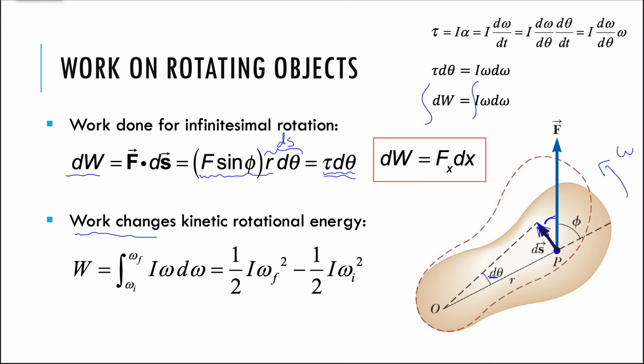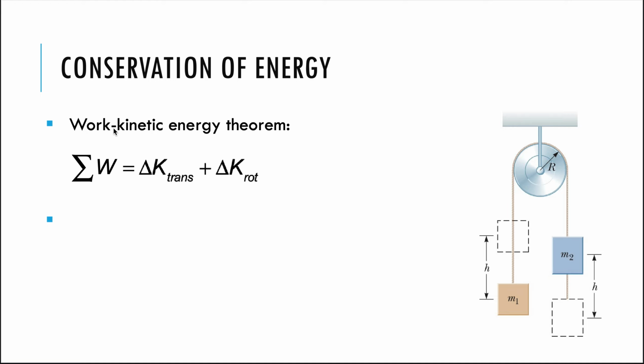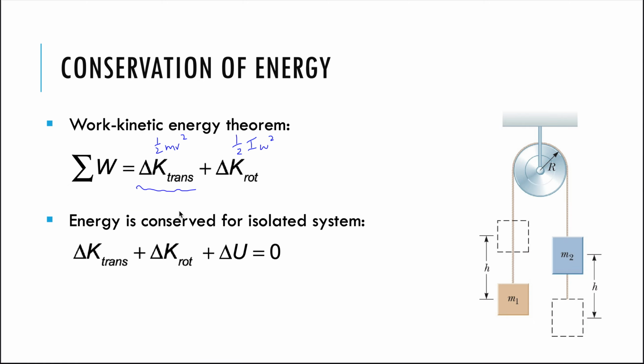We can expand on this just a little bit and say that the work-kinetic energy theorem not only changes the translational kinetic energy, the 1/2 mv squared, but it also changes the rotational kinetic energy, 1/2 I omega squared. When we have an isolated system, we can write conservation of energy as the change in both types of kinetic energies plus the change in potential energy, and that's going to equal 0 for an isolated system. We can definitely rewrite this expression if we want, with the initial energies on one side and the final energies on the other. I suggest doing it just for practice.